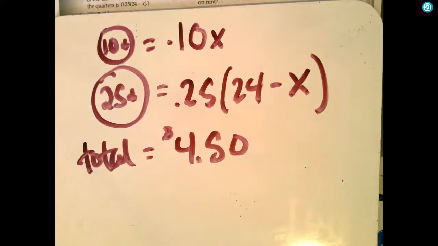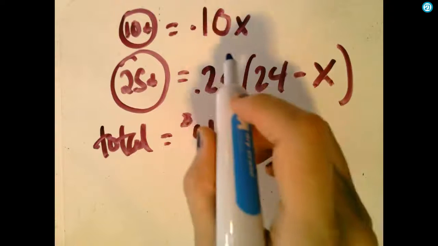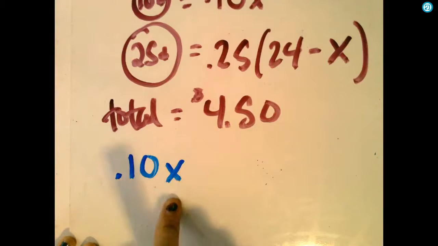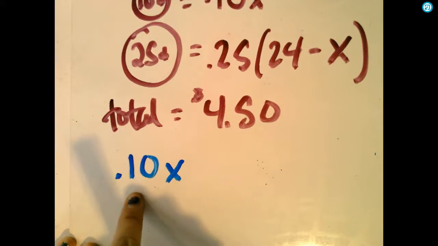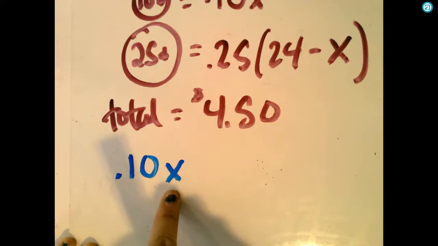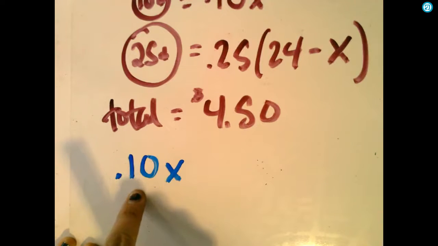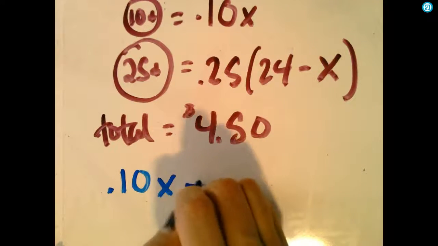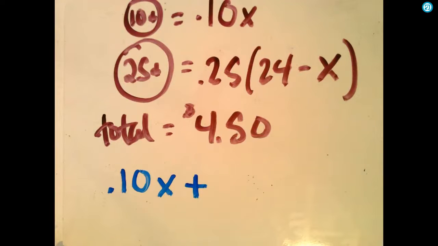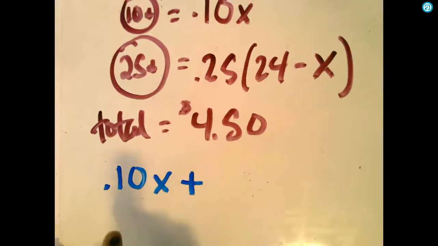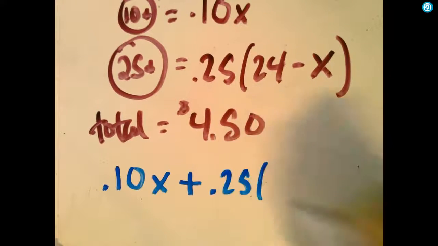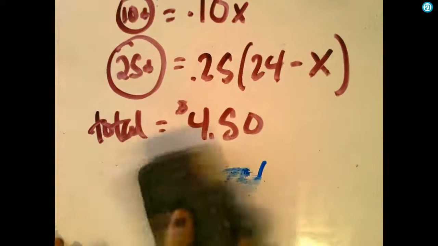We've got most of it. All we need to do is add these together. So the amount of dimes, 0.10 times x, that means however many dimes she has, they're going to be worth 10 cents each. That's the x. The x is the amount. This is the 10 cents. The amount of dimes plus the amount of quarters. So I need to add a plus here because together, all added together, they make 450. So 0.10x plus the quarters is going to be 0.25. I'm not going to have enough room. Let me make this smaller.